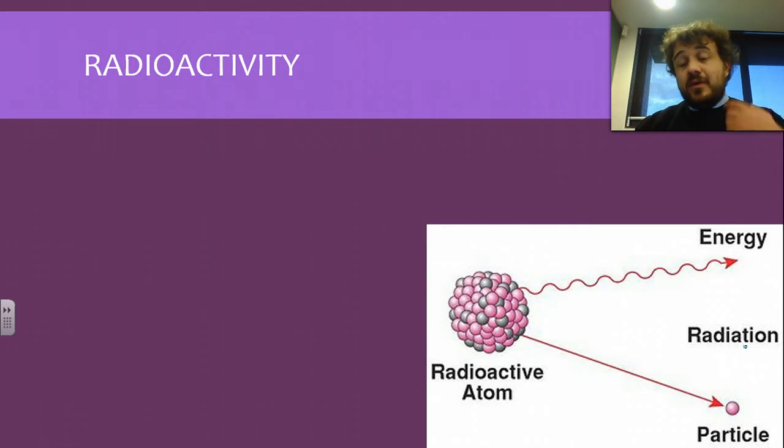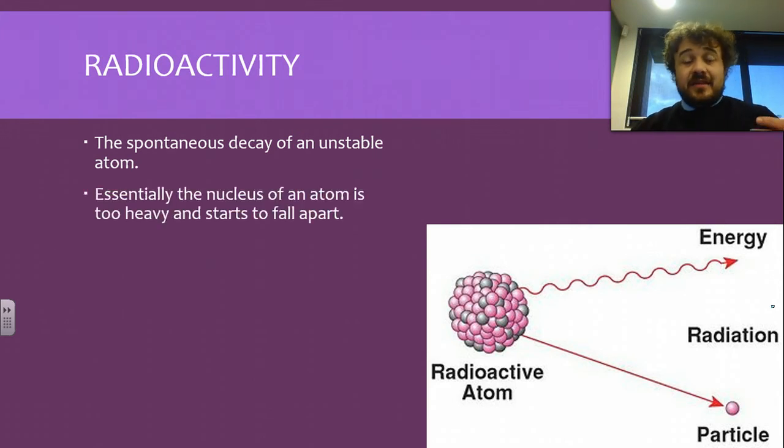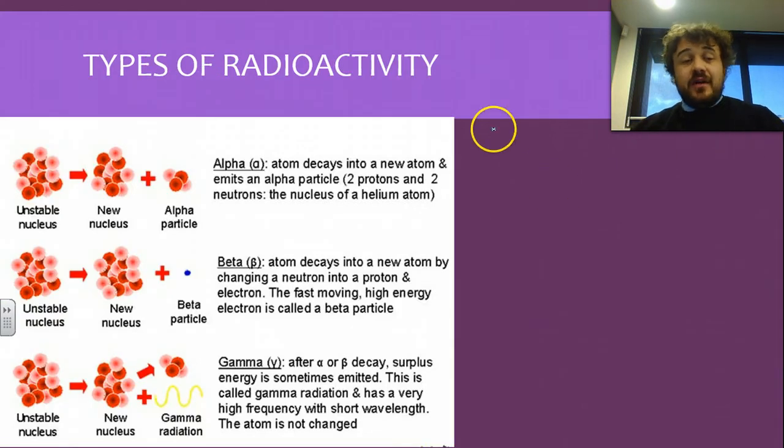So first off, we've got here a radioactive atom, and we actually see a particle leaving with energy, and that's important because remember, radioactivity or radiation is energy. Radioactivity is the spontaneous decay of an unstable atom. It's essentially the nucleus of an atom falling apart because it's too heavy. It just can't quite stay together, and we call this radioactive decay. So that's pretty interesting. Now there are three types that we're really concerned with, and they all come from an unstable nucleus of an atom.